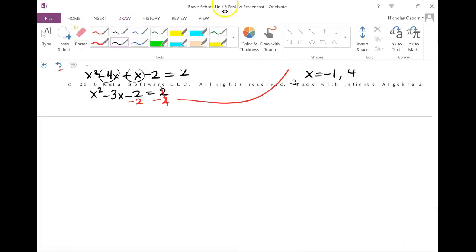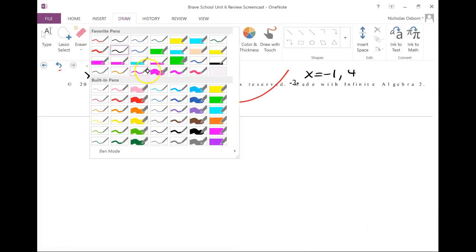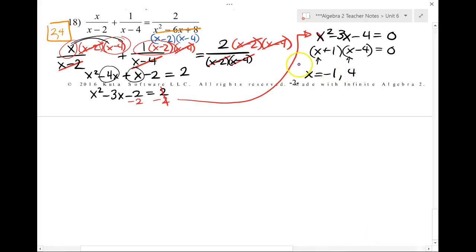Now, key step here. This is why we do the excluded value. Look back at your extraneous values. Is the negative 1 one of the excluded values? Nope, so that one's good. Is the 4 an excluded value? Yes, it is. So I cannot have 4 as one of my solutions. So the only solution is x equals negative 1. Okay, and that's it.